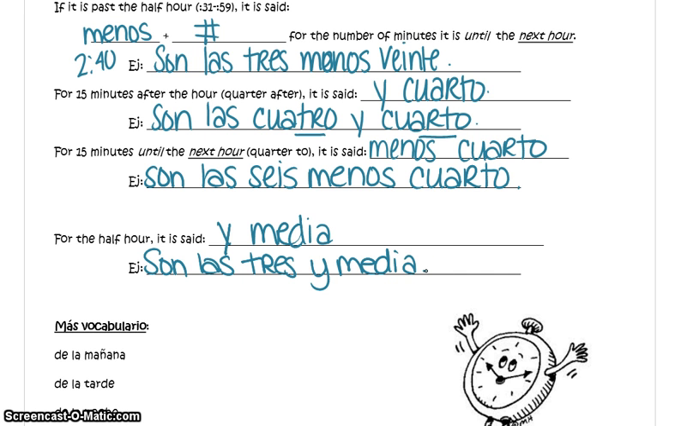Now don't be discouraged. I know that this is a rather difficult concept, especially with the y and the menos. So just make sure that you come to class prepared to ask any questions that you have.